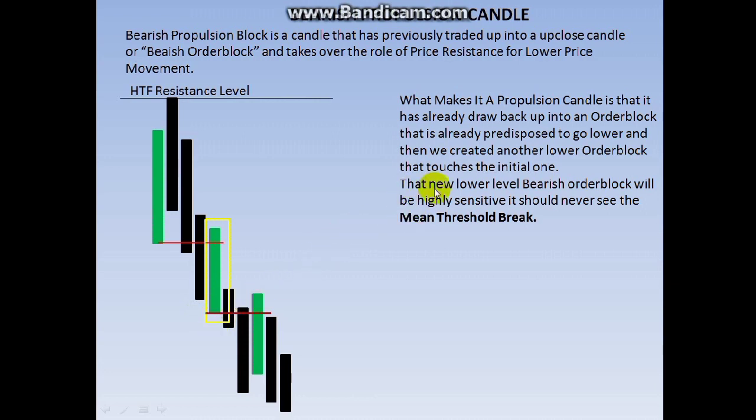Then that created another lower order block that touches the initial one, which is the last up close candle before this displacement, right? That new lower level bearish order block will be highly sensitive. It should never see the mean threshold break. The same rules apply to the bearish order block: the mean threshold of the whole candle's range should not be broken. Price should not trade above it in the process of being drawn back to the bearish proportion candle. And as you can see, price trades back up into the proportion candle and sells off.